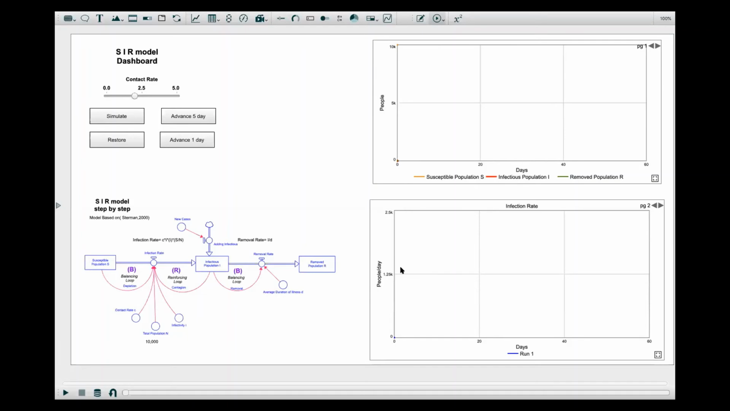We're seeing here 2 different charts, which are similar, but I split them in 2, so I don't have to jump around between them. And as we mentioned before, the contact rate is the place where we intervene. And then I have these buttons to advance the simulation, and then I can stop and intervene.